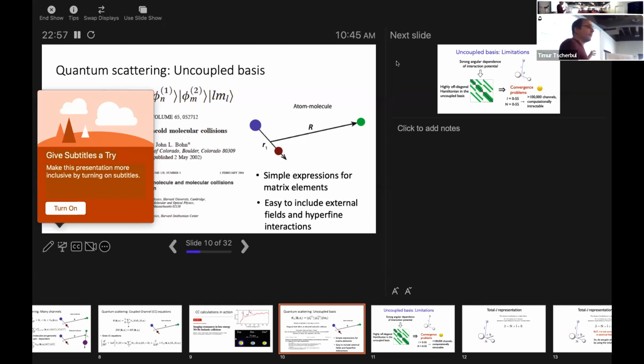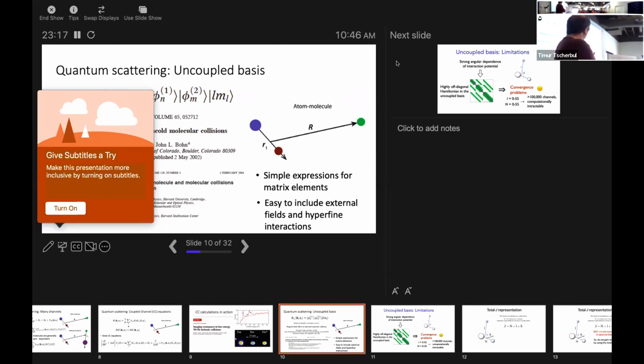It's actually still very widely used in collision physics because it's easy to just program and calculate the matrix elements. Yeah, but I'll get to that point in a second. Why it is expensive and what can we do about it, right? So that's what the next chapter is about.